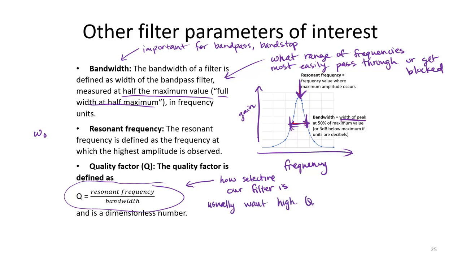The higher the quality factor, the more selective we are for the resonant frequency, and the narrower the bandwidth of undesired frequencies that are accepted.